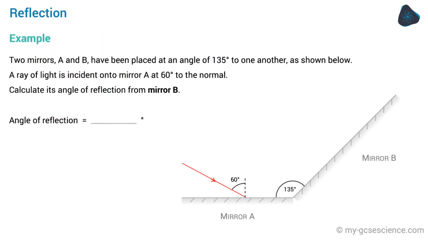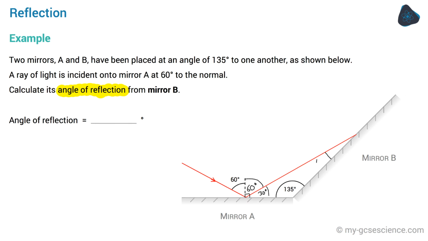Take a look through this example. As you can see, we're looking for the angle of reflection of the light ray from mirror B, so let's give it a go. We'll draw in our reflected ray here, which looks something like this. Then from the law of reflection, we know that the angle of reflection here is going to be 60 degrees. Because the normal is at right angles to the mirror, that means that this angle is going to be 30 degrees, like so.